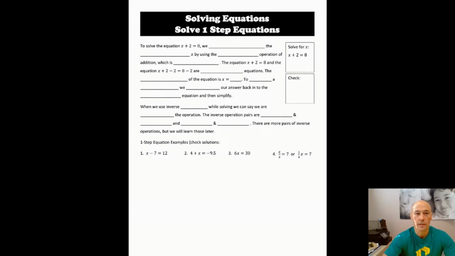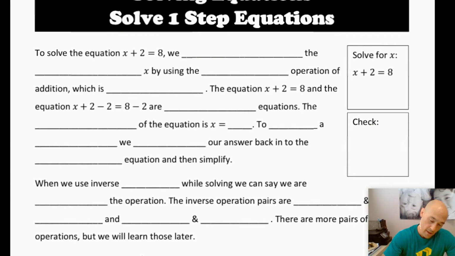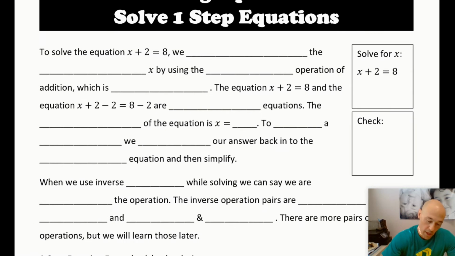Solving equations. Solve one-step equations. To solve the equation x plus 2 equals 8, we blank the blank x by using the blank operation of addition. All right, so what is it we do?